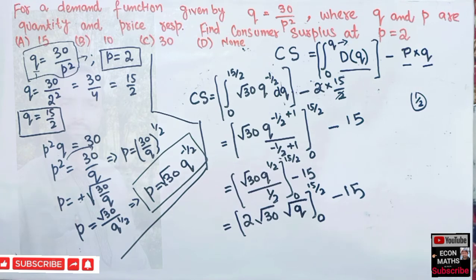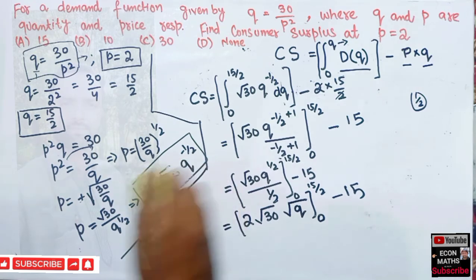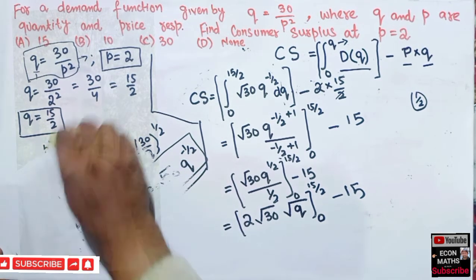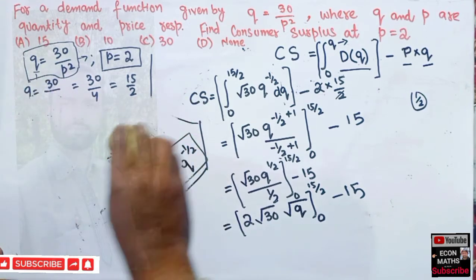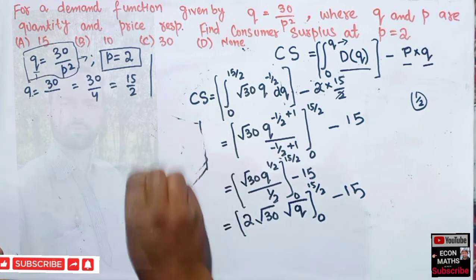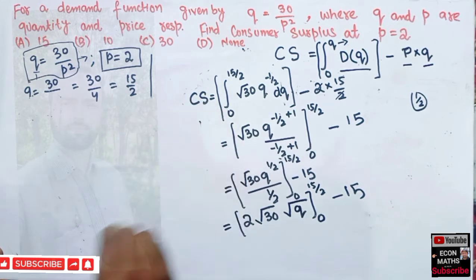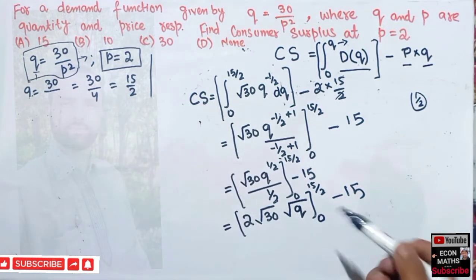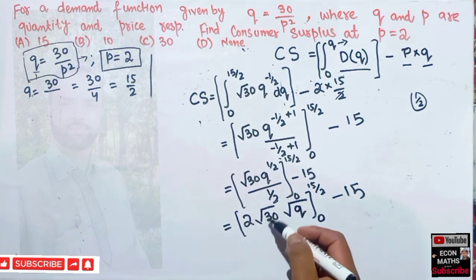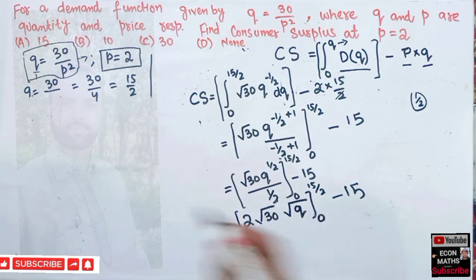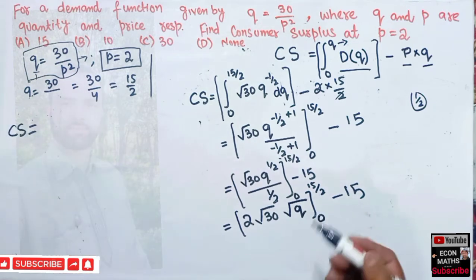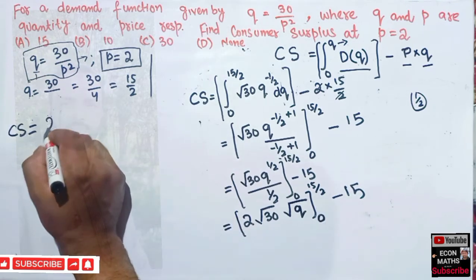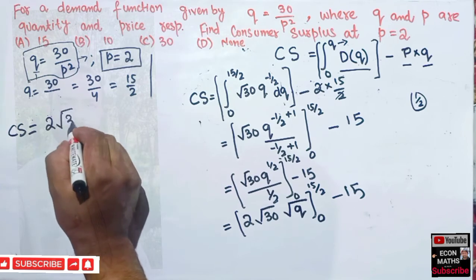Okay, so let me rub this out. It's not getting that way. So we have 2 under root 30 q. So I will write here consumer surplus would be equal to, now we will give the values. So we have 2 under root 30.